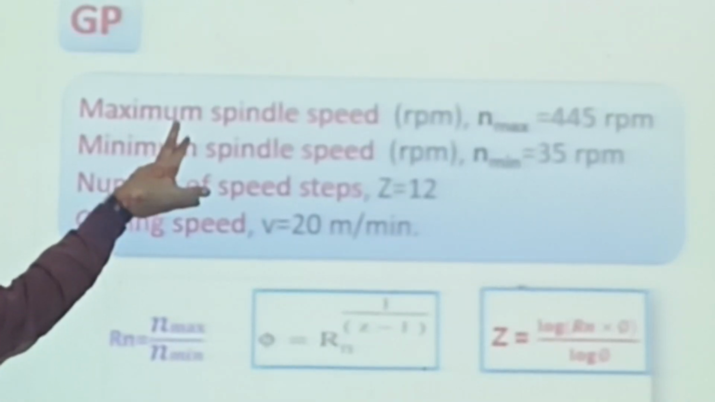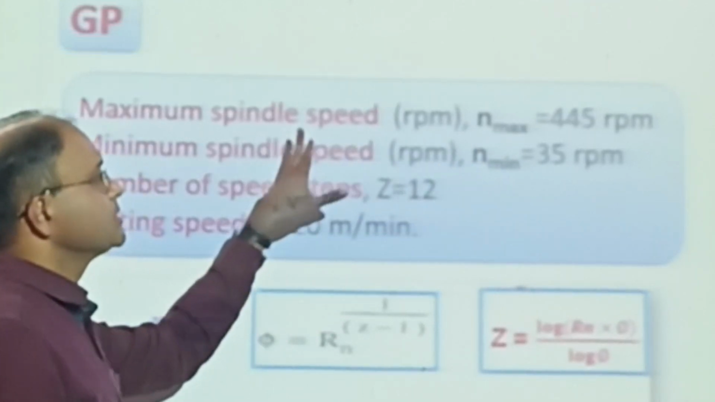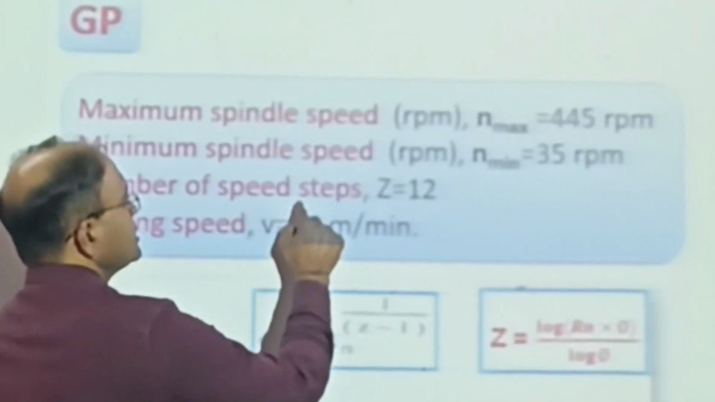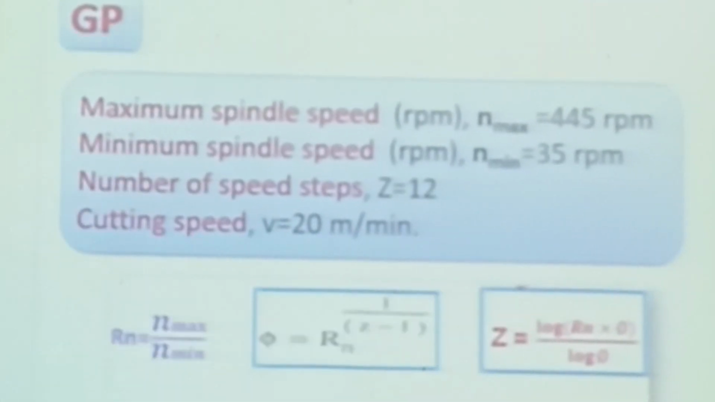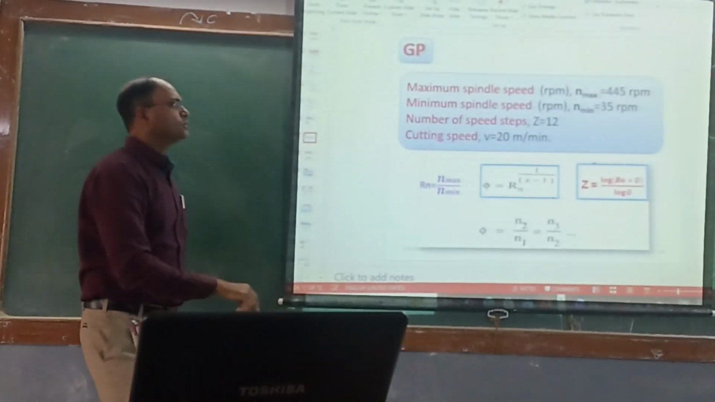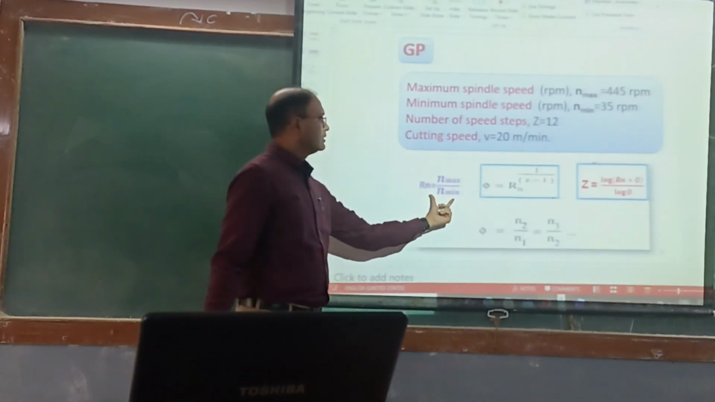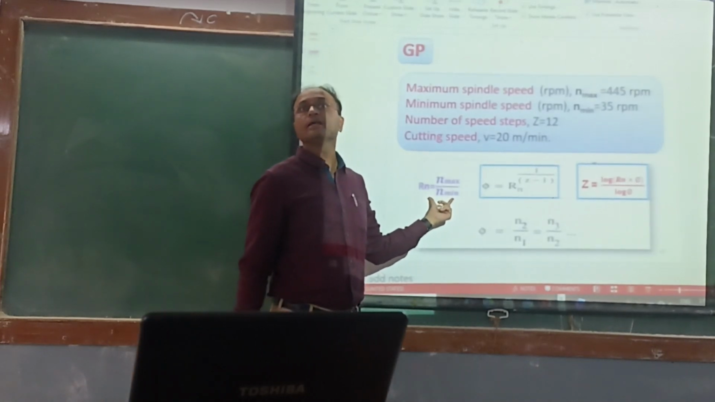With this input, that is maximum speed 445, minimum speed 35, how many speed steps are there? 12 speed steps. That means we have to calculate values from N1 to N12. Okay, how to calculate? For that, of course, the formula to be used is the range ratio.